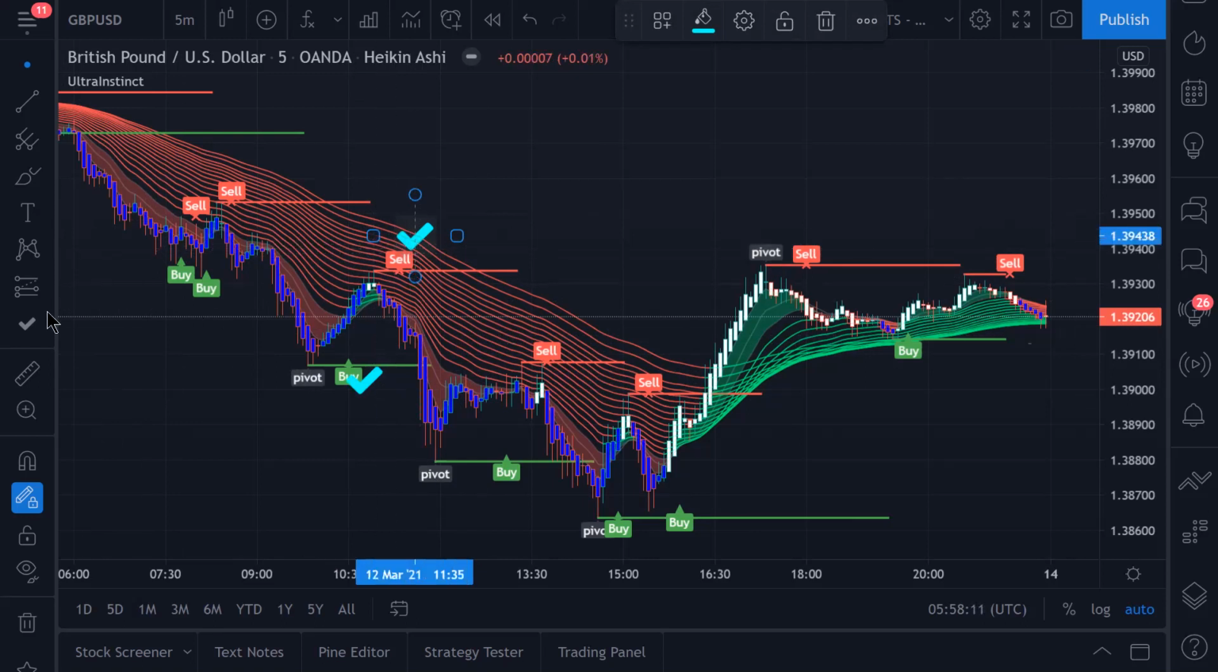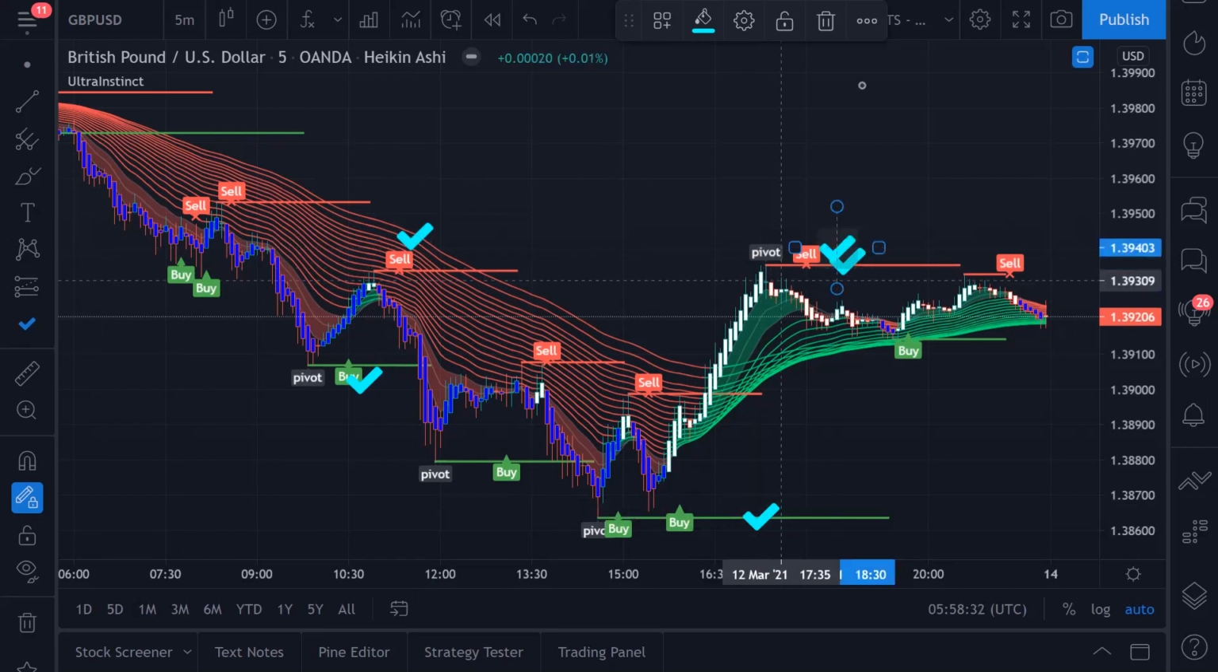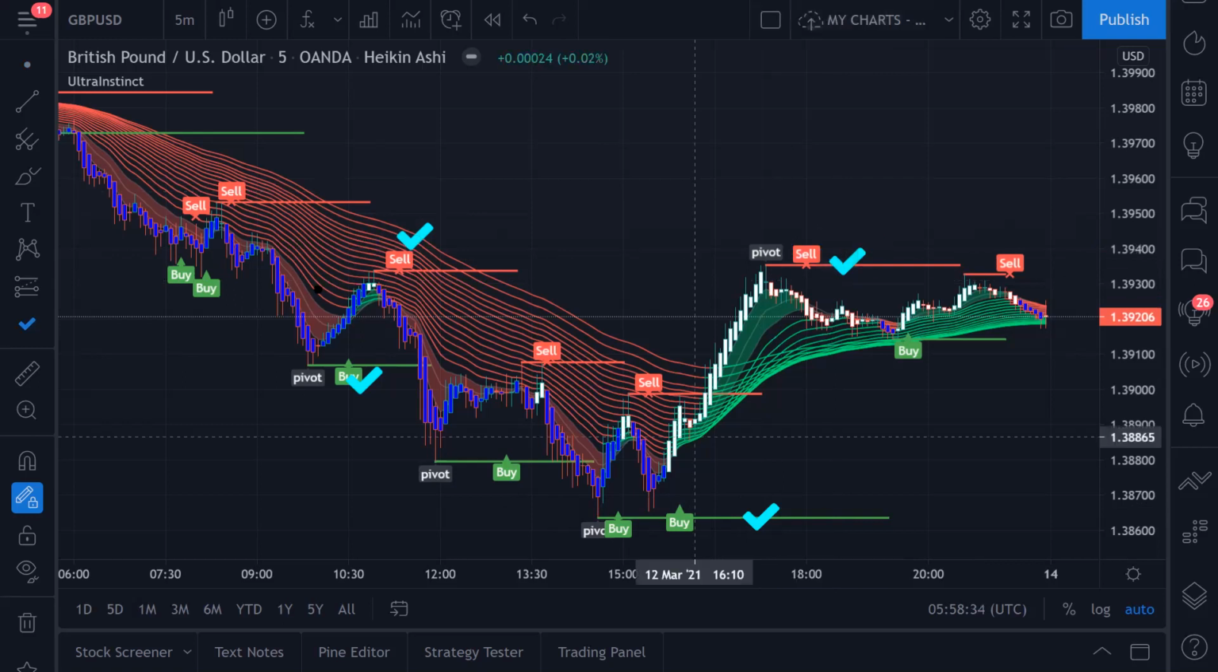Okay, the second feature is support and resistance, which is here. This is the support in the green, and here in the red is the resistance. And in the end we have a ribbon. Okay, so here is a ribbon.